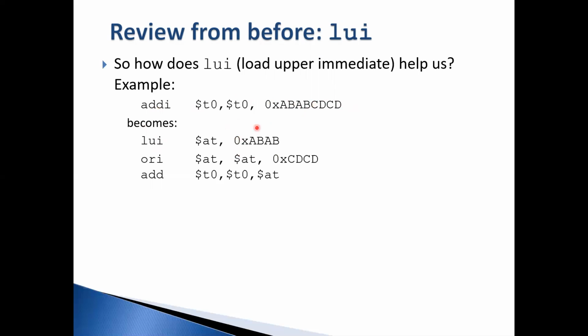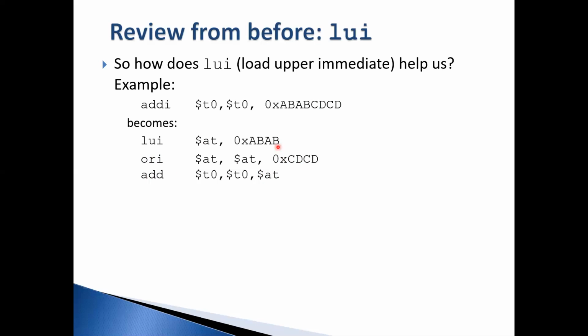We take in the upper 16 bits, so you need to cut this number into half. Take the upper half and use LUI to save that into the upper half of the AT register. And then you use the OR operator to copy the lower half into the lower half of the AT register. And at the end, now register AT will contain the whole 32 bits. And now you can add this to the register 0 using an R format.